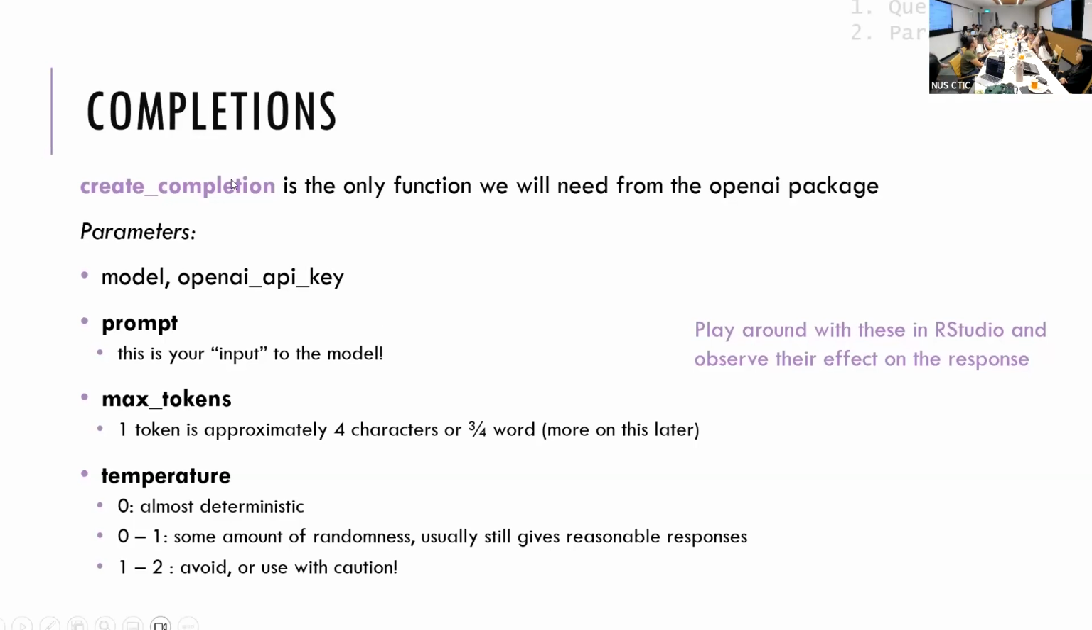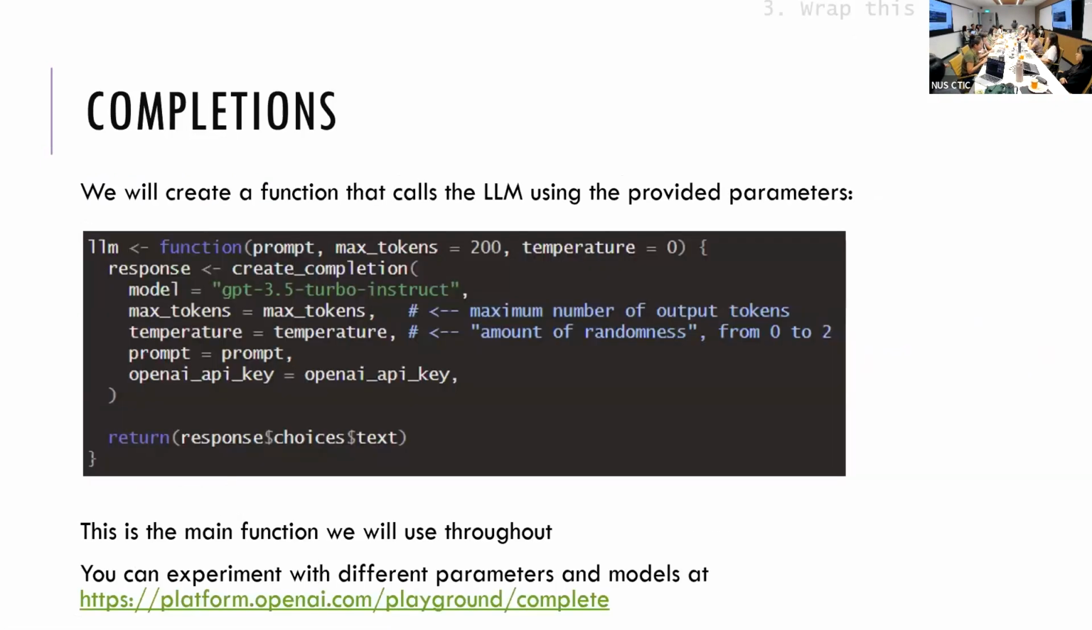So basically, this is the only function that we will need from the OpenAI package, right? And these are the parameters. Right, so because we're going to use this function a lot, we're just going to wrap this into another function. We will create a function that does all this for us, right?